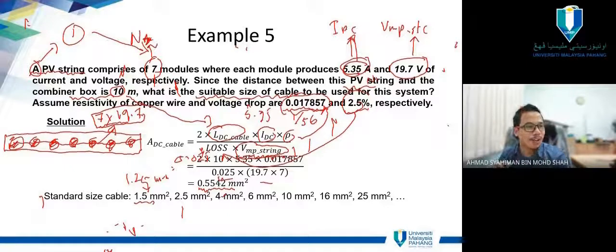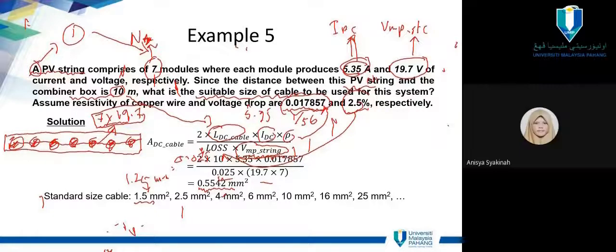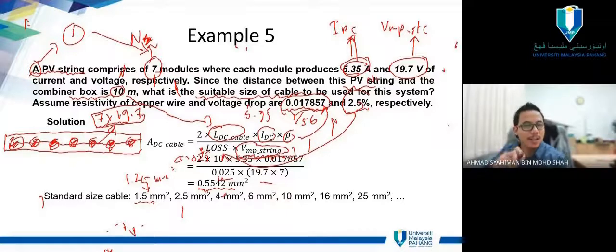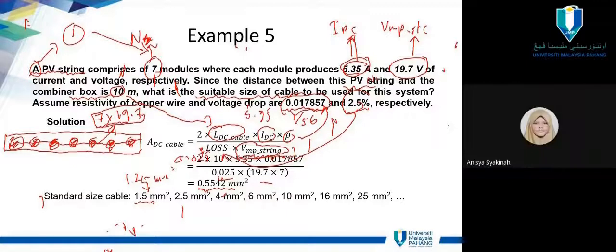Soalan saya menunjukkan kepada Anishah Shakina. Which cable? Like standard market, maybe 1.25 tu. So, kita kena melebihi daripada yang based on calculation lah. Okay, maksudnya kat sini you akan ambil 1.5. Okay, 1.5.